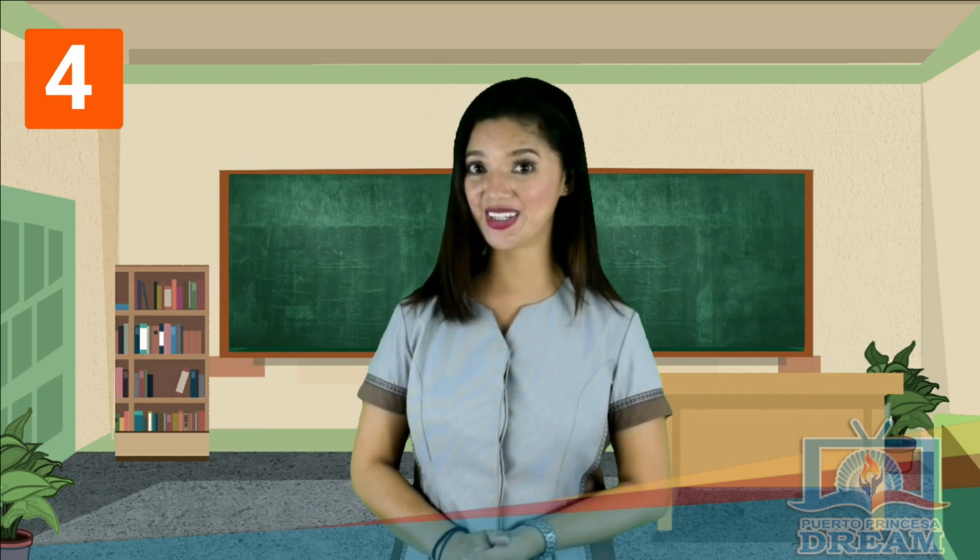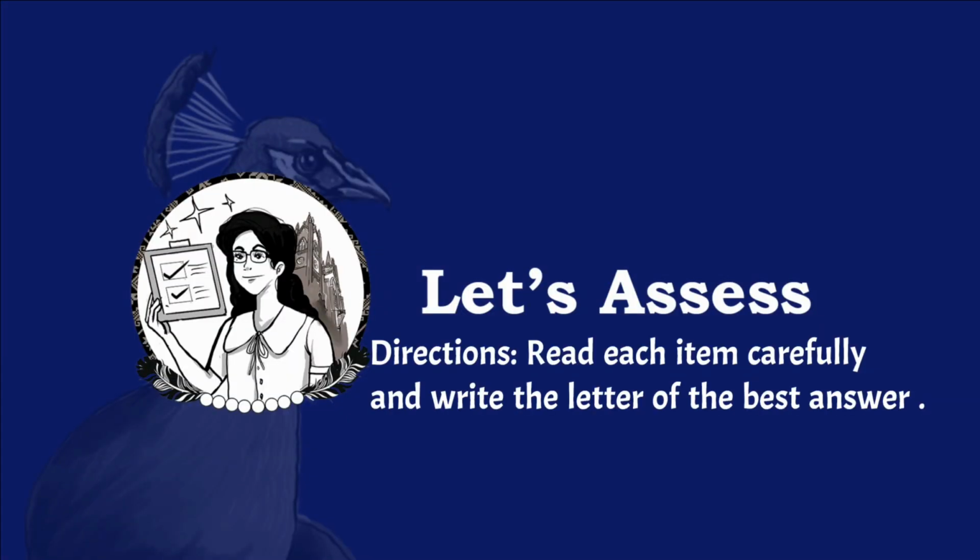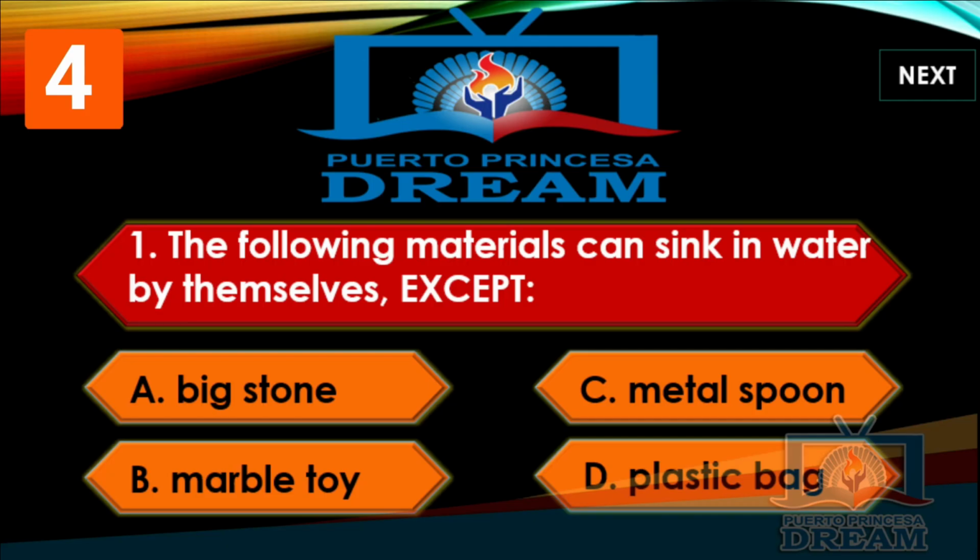As we end our lesson, let's do the assessment to find out how much you have improved. The following materials can sink in water by themselves except: A. Big stone, B. Marble toy, C. Metal spoon, and D. Plastic bag. For number 1, the correct answer is letter D.